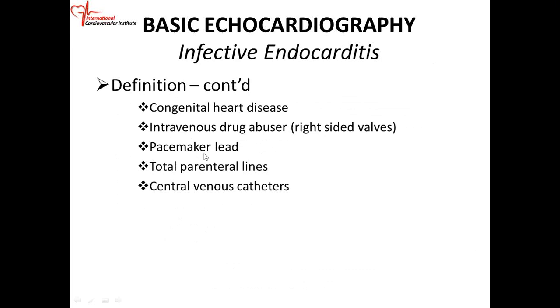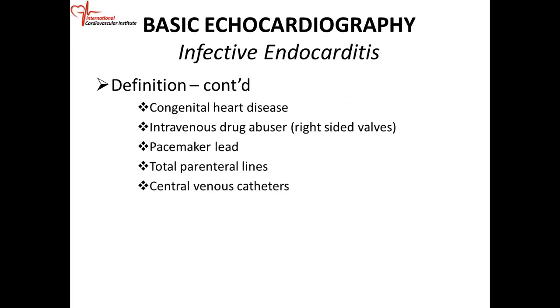And again, patients with congenital heart disease. Intravenous drug abuse is a large group, and because they inject in the venous system, you'll commonly find the vegetation, the infected material, on the right-sided heart valves, such as the tricuspid and the pulmonic to a lesser extent.